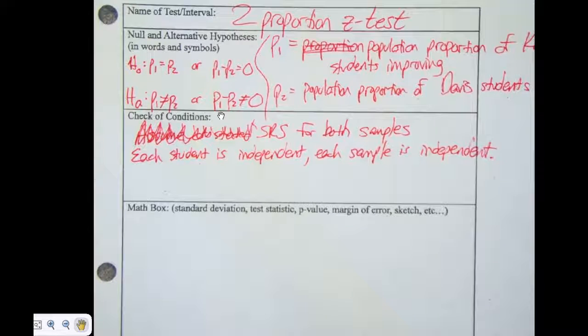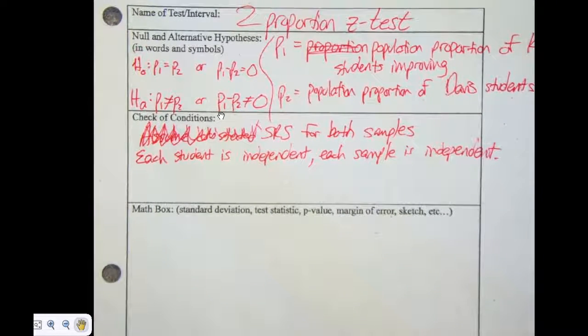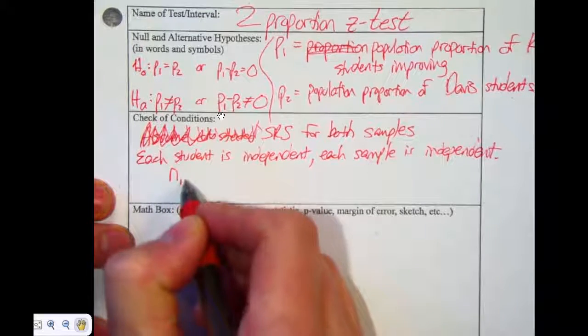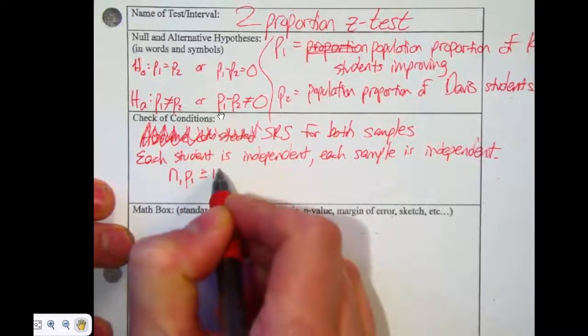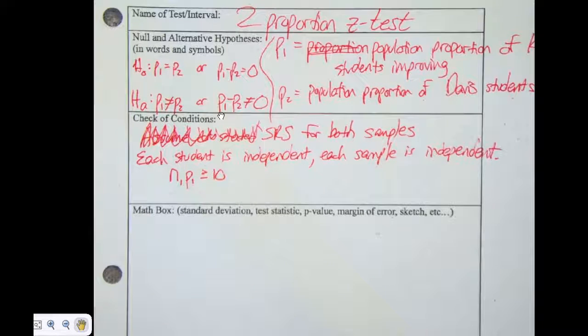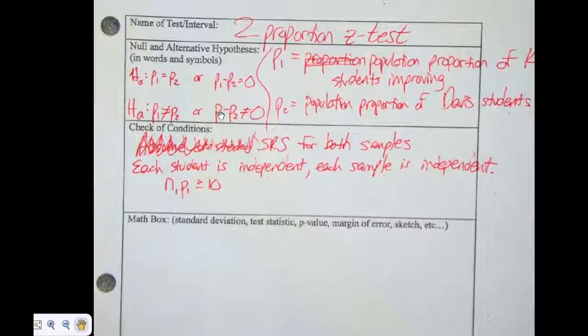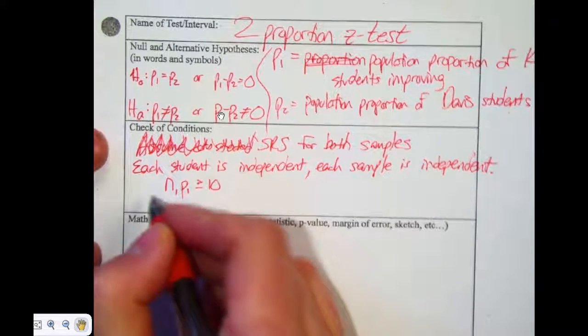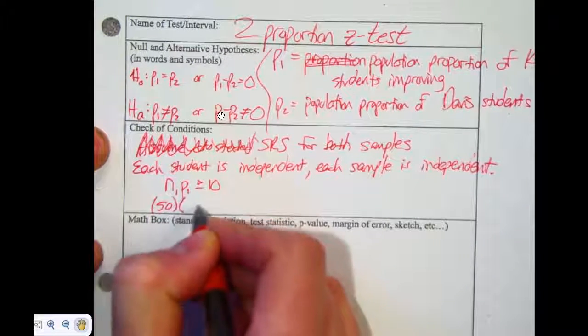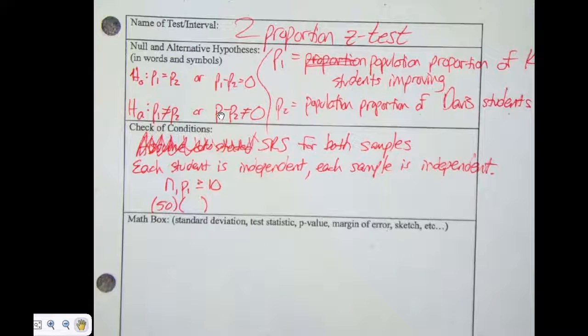Then what's the last one? Yeah, the NP and then PQ and all that stuff. So it's the same thing, but you gotta do it twice. So now you got N1 times P1. So in our case, what is N1? 50, because that's Kraft sample size. What is P1? If they're both 50, you just put N1 and N2.